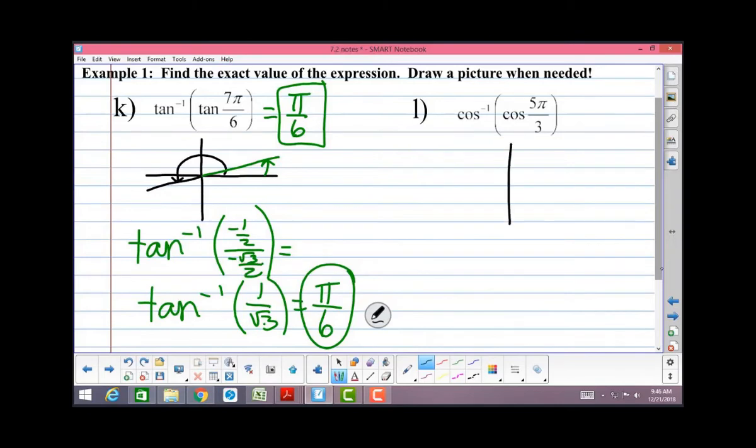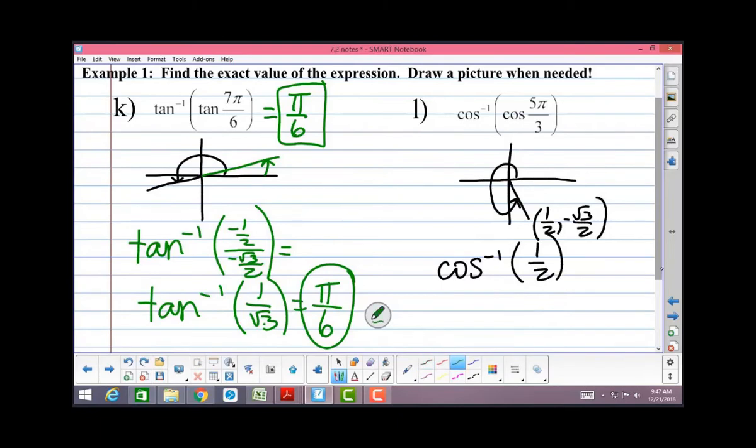So example L is very similar. 5 pi over 3 is in the fourth quadrant, and we know that cosine is actually positive in the fourth quadrant. But if we're doing the inverse cosine and we're saying where is the cosine positive, it should actually end up being in the first quadrant. You could do that logically, or you could just think, okay, the cosine of 5 pi over 3 is positive 1/2. Where is the cosine positive 1/2? If it's positive, it needs to be the first quadrant, and that ends up being pi over 3. So notice they're both pi over 3 families, but you just have to move the quadrant.